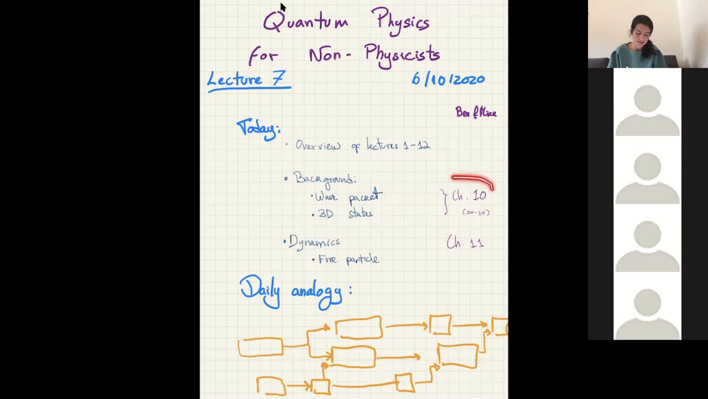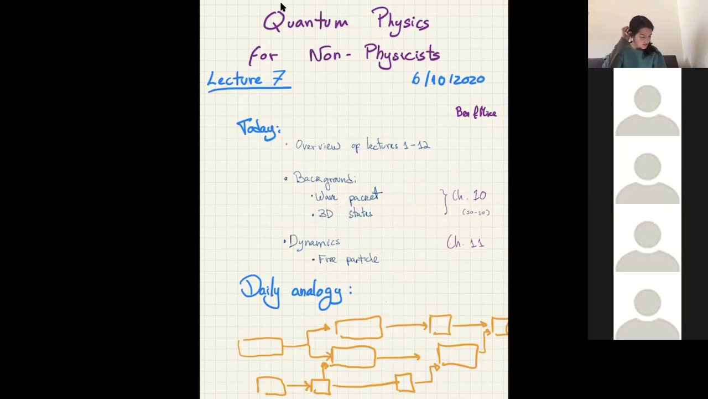So for these things, there's chapter 10 of the book of Schumacher and Westmoreland. It's not my favorite part of the book, in particular in the 3D states. I think we'll do things much more clearly in the lecture. For the dynamics, though, we'll follow chapter 11, and this will be fairly straightforward.